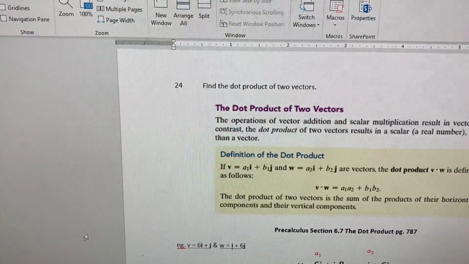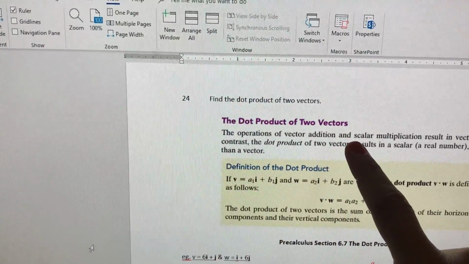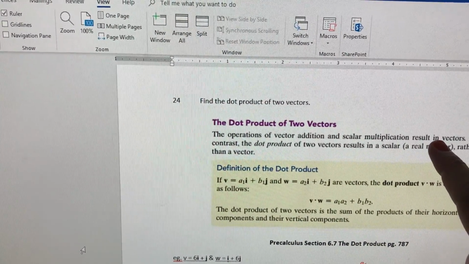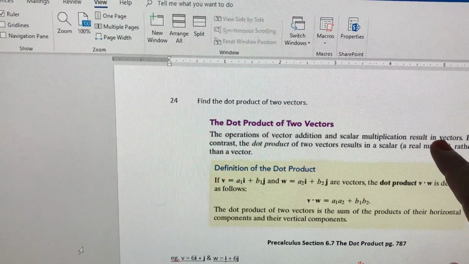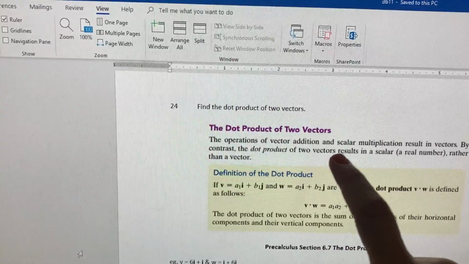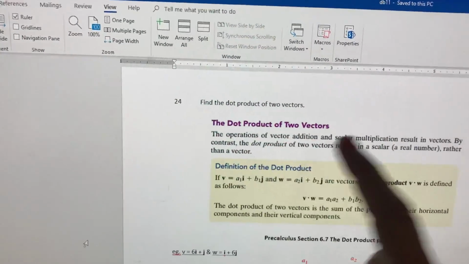The dot product of two vectors. The operations of vector addition and scalar multiplication result in vectors. By contrast, the dot product of two vectors results in a scalar, a real number, rather than a vector. Okay.